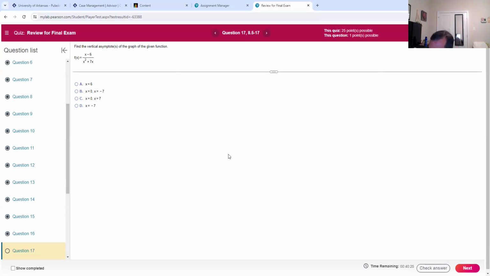All right, 17, vertical asymptote. We're given f of x equals x minus 6 over x squared plus 7x. So y'all, this one's just like a domain problem. You're going to set the bottom equal to 0, and then those two answers will give you your 2 vertical asymptotes. Okay? So A, B, C, or D on that one.